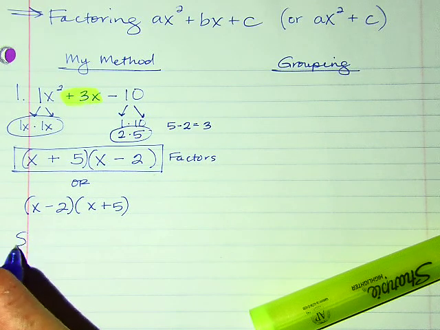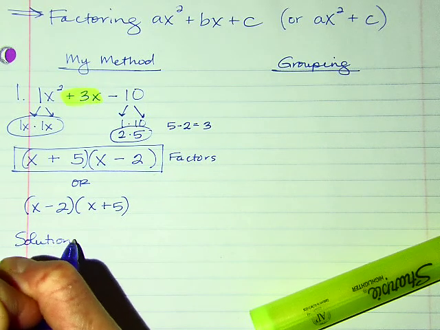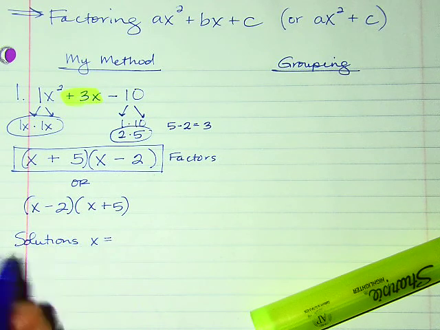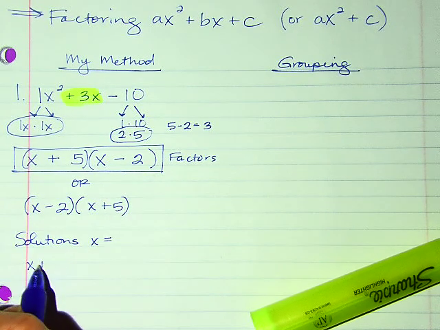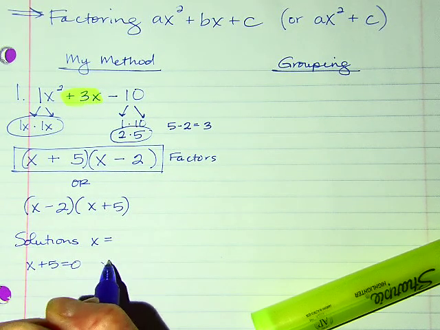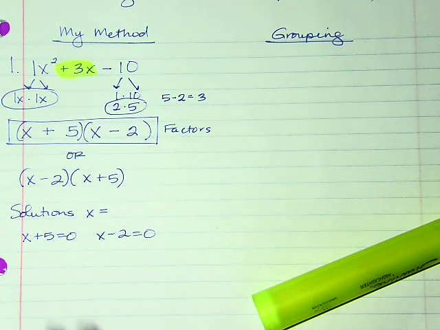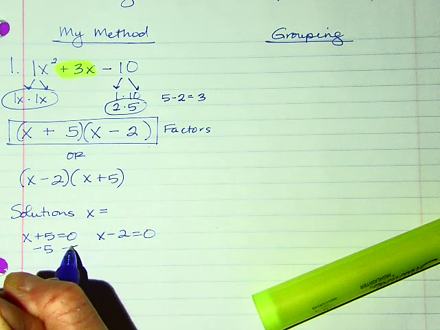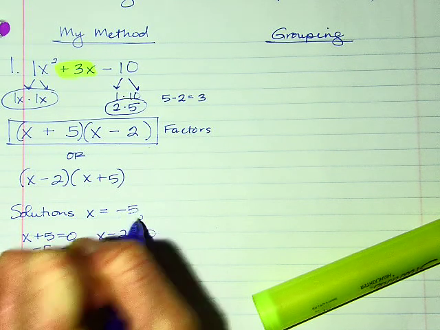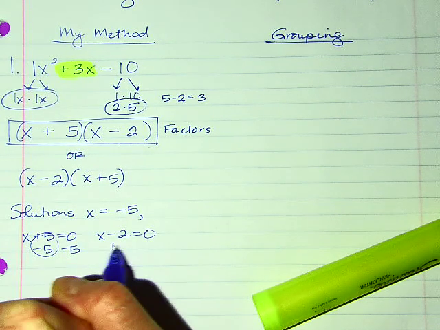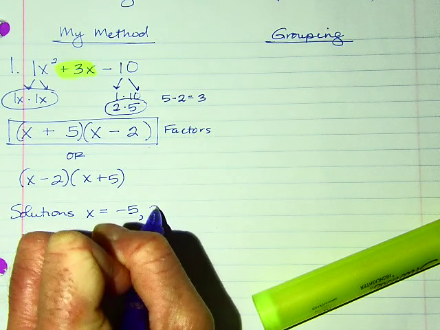When it comes to our solutions for x, each of these is the zero product property. So x plus 5 equals 0, x minus 2 equals 0. And so in order to solve for x, I would have to subtract 5. So x equals negative 5. And I would have to add 2. So x equals positive 2.